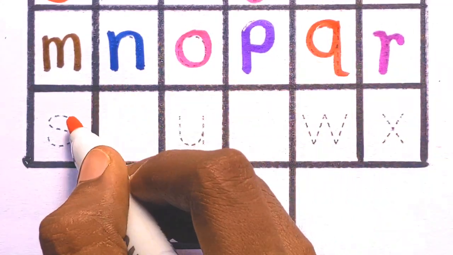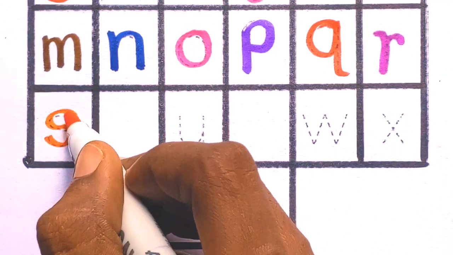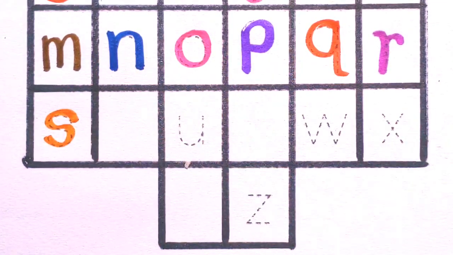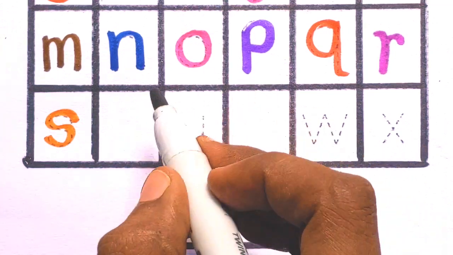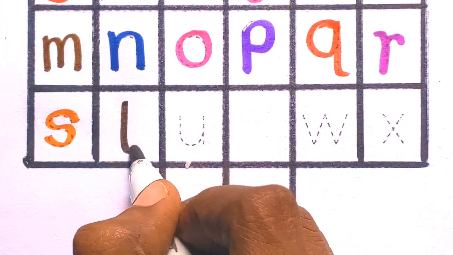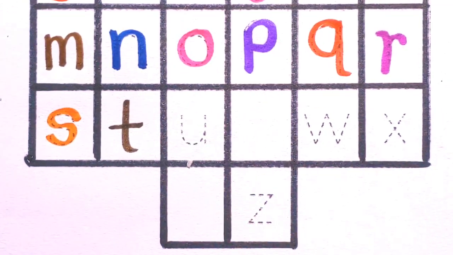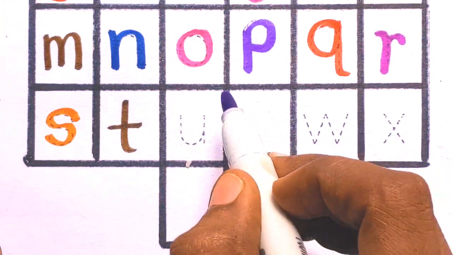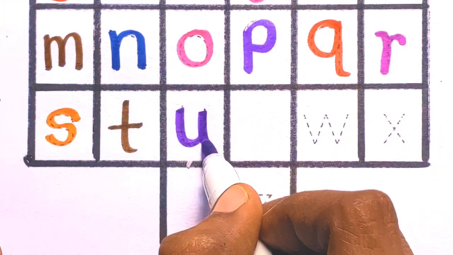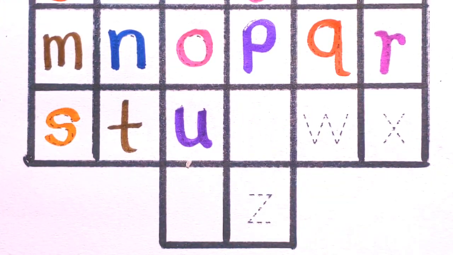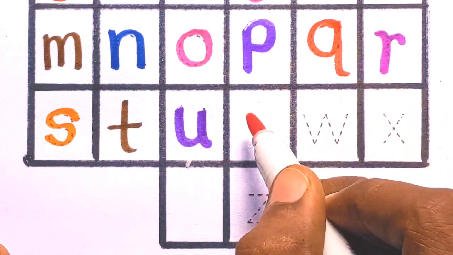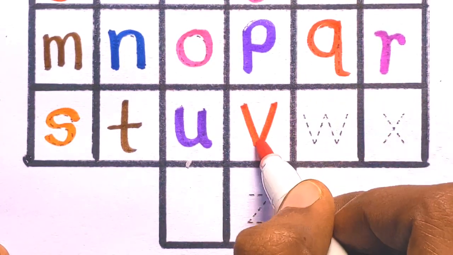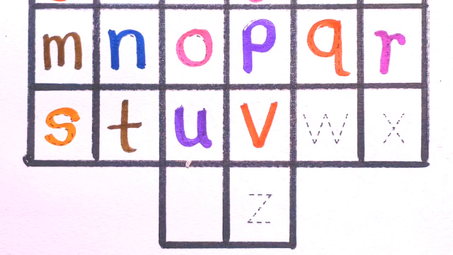After R, next alphabet is S. S for sparrow. After S, which alphabet is missing here? It's a T. T for temple. Next is U. U for uniform. After U, which alphabet is missing here? It's a V. And V for van.